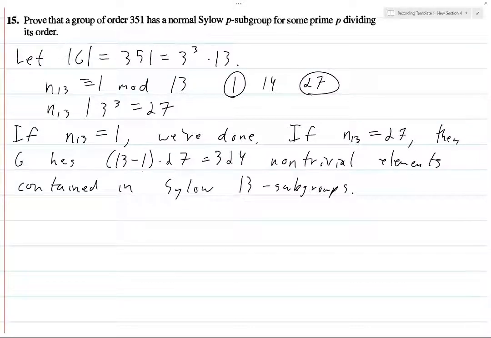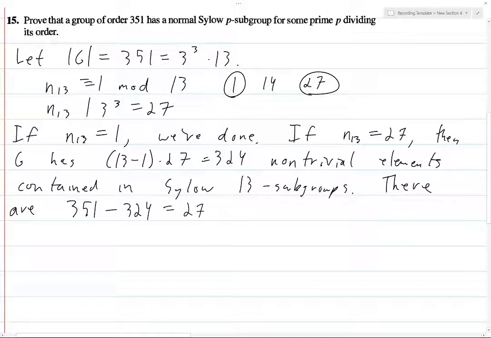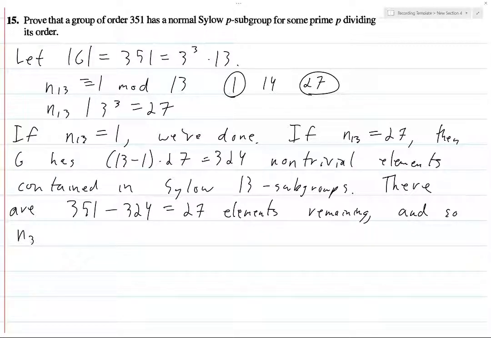Okay. So then there are 351 minus 324, which is 27 elements remaining. And so then for n_3, any Sylow 3-subgroup will have order 3 cubed, which is 27. So we can't have more than one such subgroup because we've only got 27 elements left to work from.